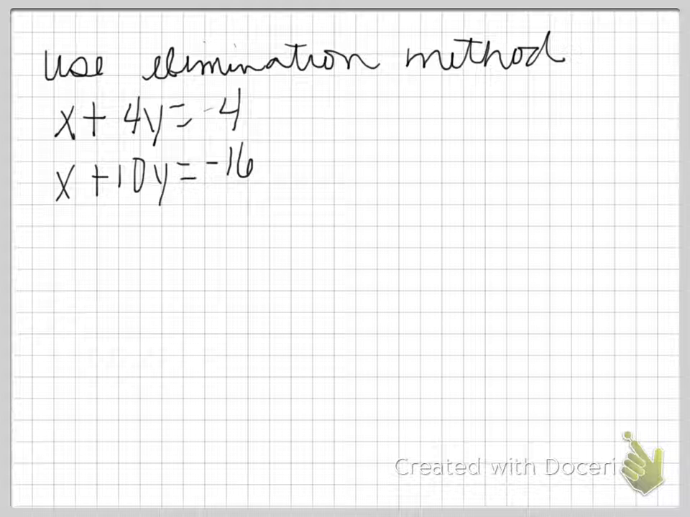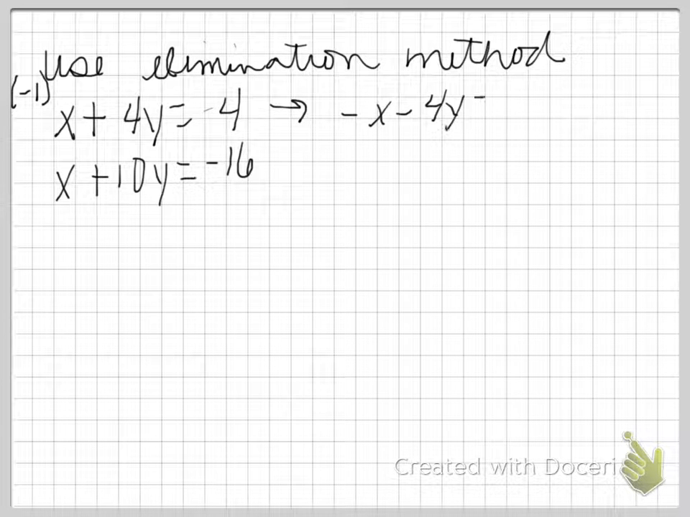Okay, now we're going to do the elimination method. The elimination method is where we want to get rid of one of your variables. If you will see that x has the exact same coefficient of 1. We want one of them to be a negative x. So we can multiply either equation by a negative 1. I'm going to multiply the top equation by a negative 1. So that's negative x minus 4y is equal to a positive 4. Bring the second equation over.